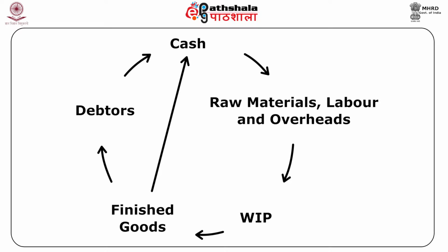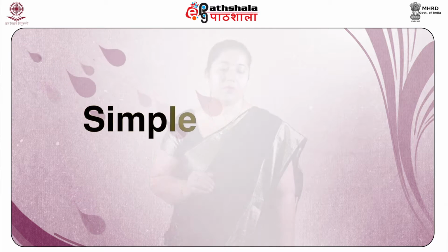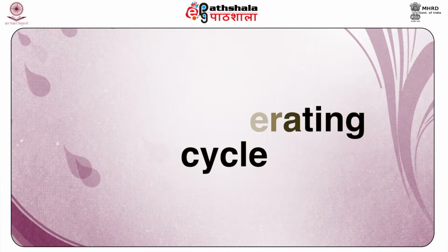As you can see on the diagram, the working capital cycle begins with the cash. We are converting cash into raw materials, then to work in progress, then finished goods, and then finally into debtors. The determination of working capital cycle helps in the forecast, control, and management of working capital. Working capital cycle can be calculated in two ways. The first being a simple operating cycle and the other being a weighted operating cycle. Now let's begin with the simple operating cycle first.